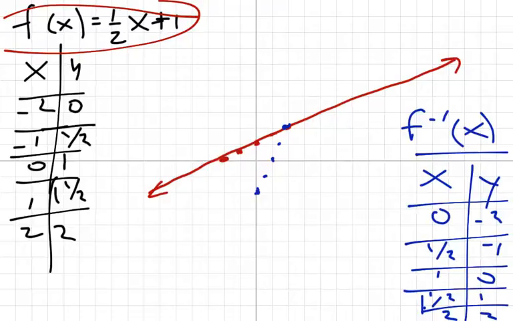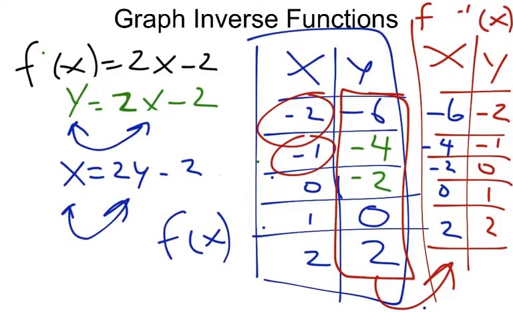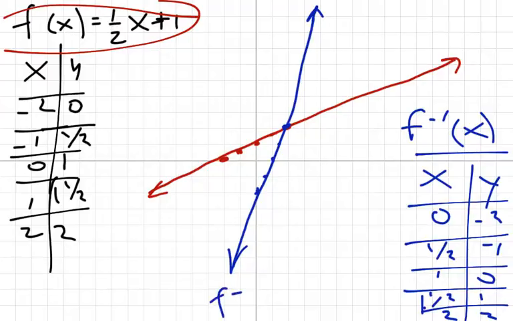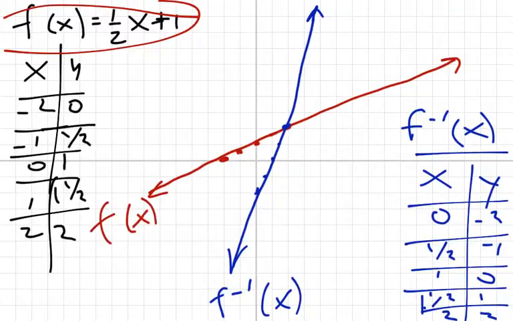They don't necessarily have to intersect, so this is a coincidence that they're intersecting. Okay, this is a coincidence that they're intersecting. They don't have to intersect. Now, this is my inverse function, and this is your function.